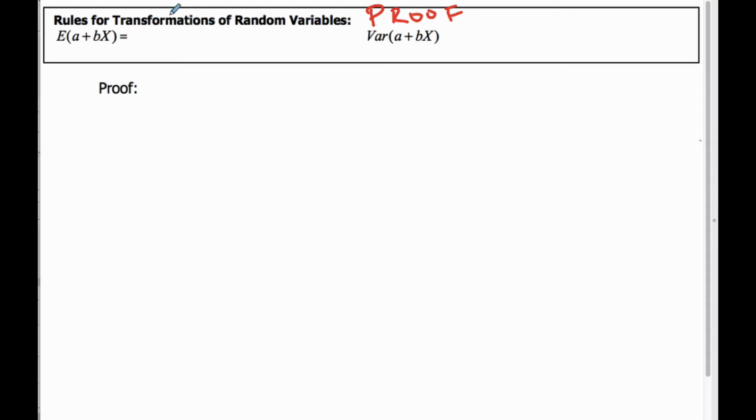Okay, so now that we know the rules of transformations of random variables, let's prove them. In order to prove the expected value of a plus bx, I'm going to actually calculate it. And for this one, I'm going to assume that this is a discrete random variable.